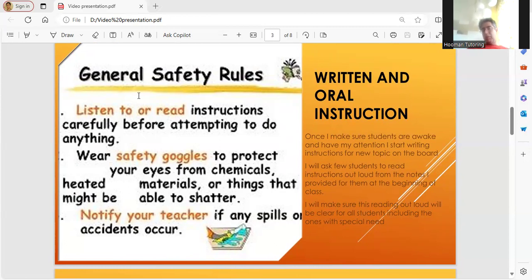I will ask a few students to read the instructions out loud from the notes that I provided for them at the beginning of the class. I will make sure this reading out loud is clear to the students, including the ones with special needs.